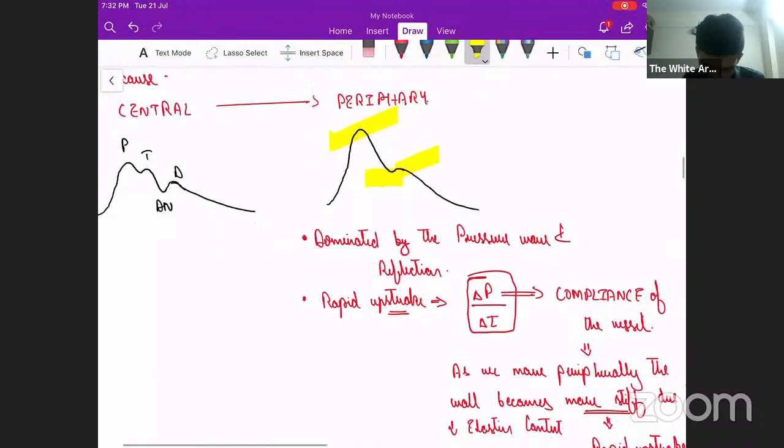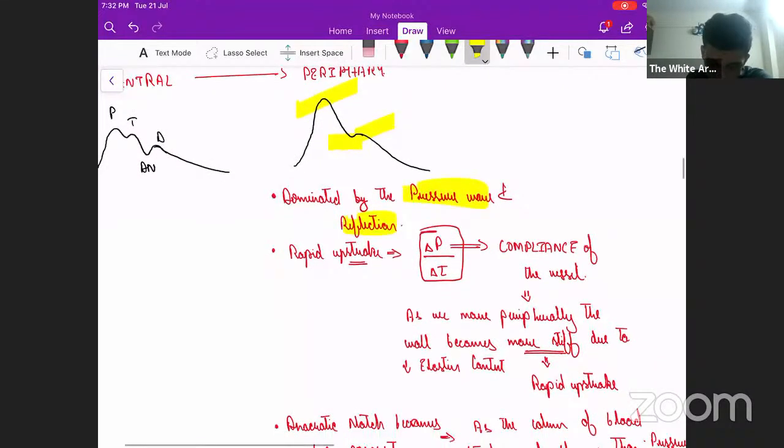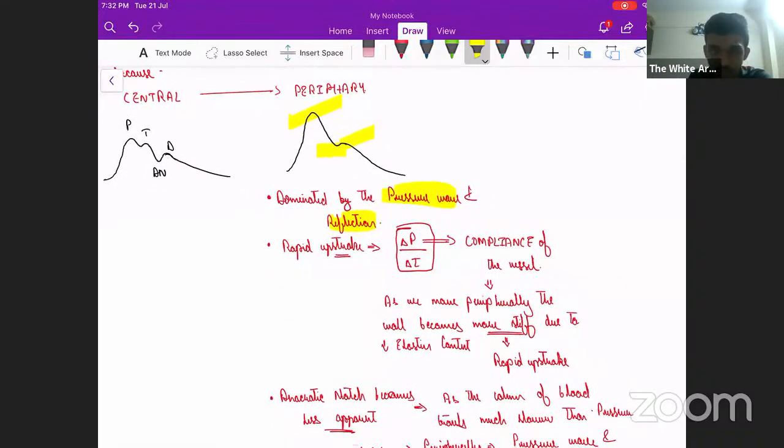So why are these changes taking place? One is, as told, it is dominated by the percussion wave and the reflection. Next one, we'll have a rapid upstroke. Why? This upstroke is measured by the compliance of the vessel. The left ventricle that contracts sends the pressure wave. Once this pressure wave is sent, it depends on the compliance of the vessel as to whether to take the pressure or not. So the change in the pressure divided by the change in the time, as measured in terms of compliance of the vessel, should be seen.